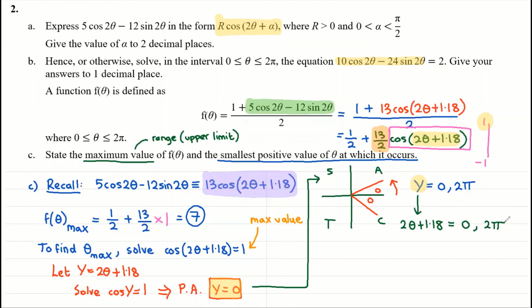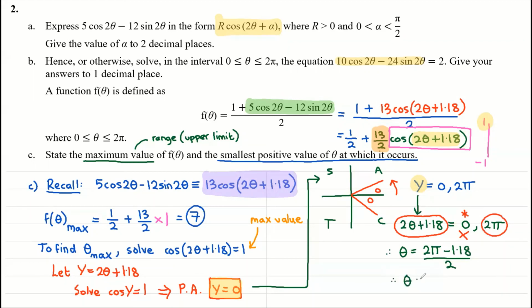Straight away, you'll notice if you subtract 1.18 from 0 here, you're going to get a negative, and if you divide by 2, it's still going to be negative. So that one is pointless. Instead, we're going to solve the second equation where 2 theta plus 1.18 equals 2 pi. So let's do that. Your theta is going to equal 2 pi, subtract 1.18, and you divide that by 2.